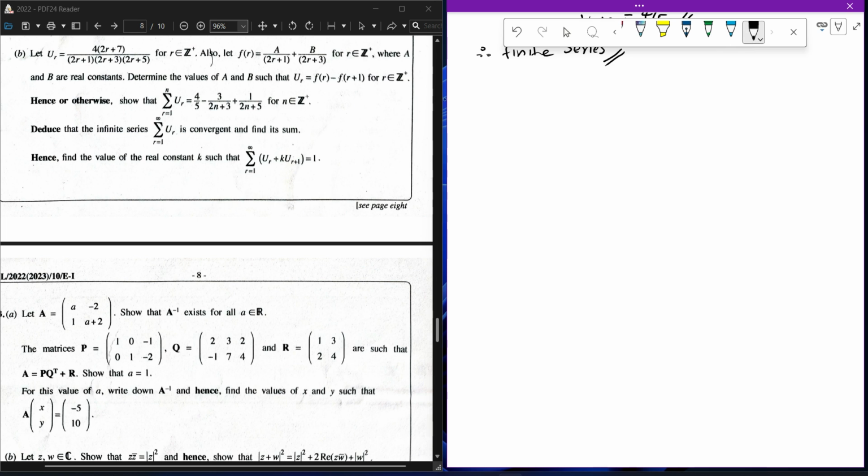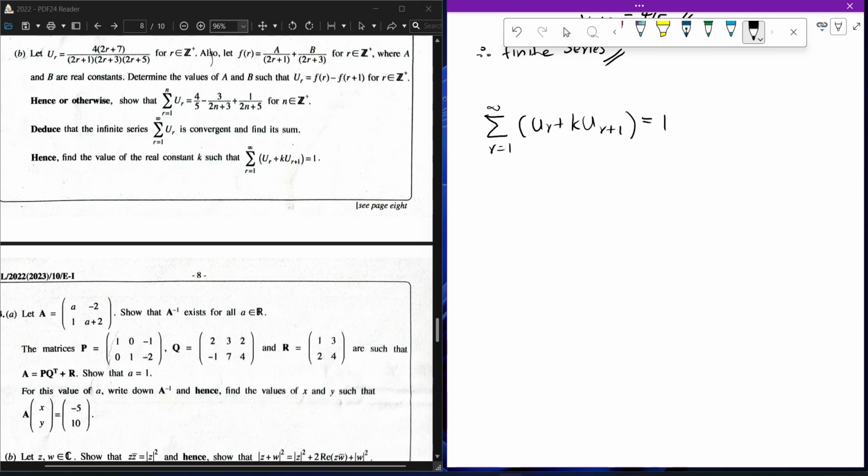So find the value of real constant k. First we'll write down the expression. We'd better write down the expression. That is sigma from r equals 1 to infinity of u_r plus k u_{r+1} equals 1, right?